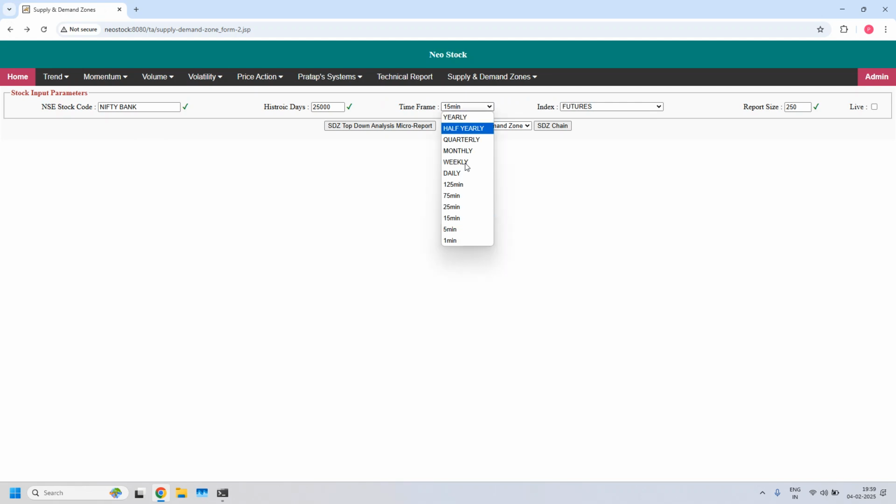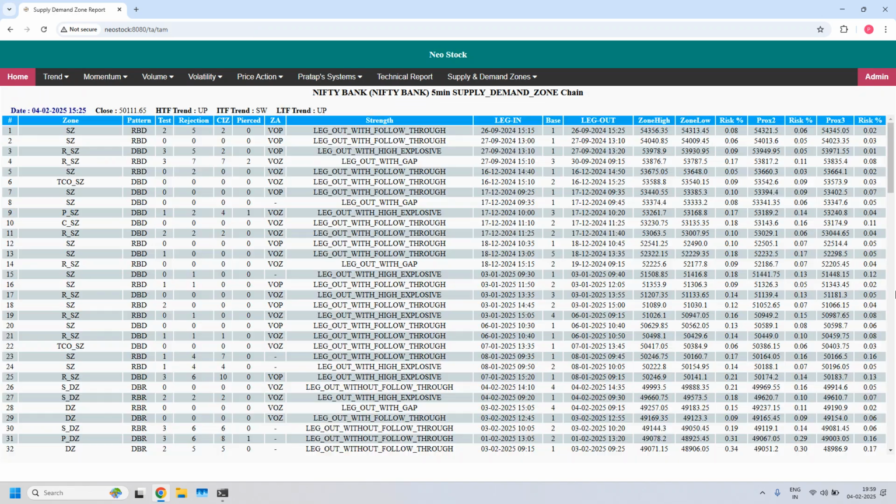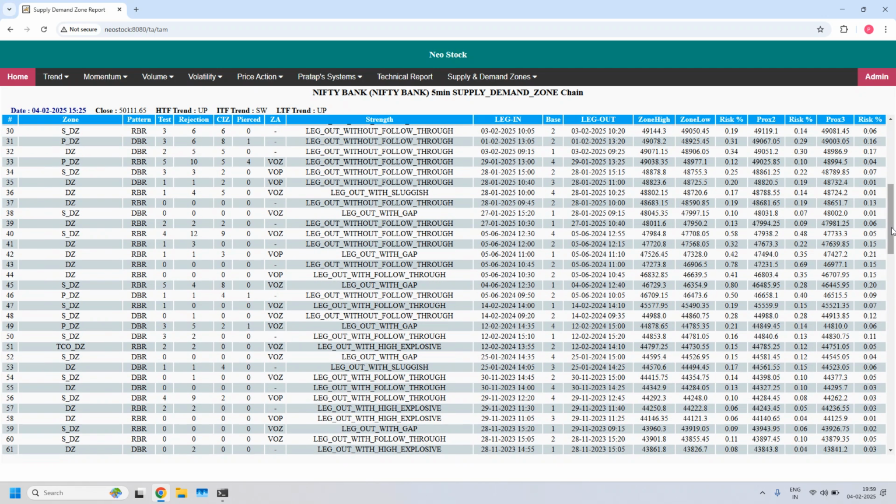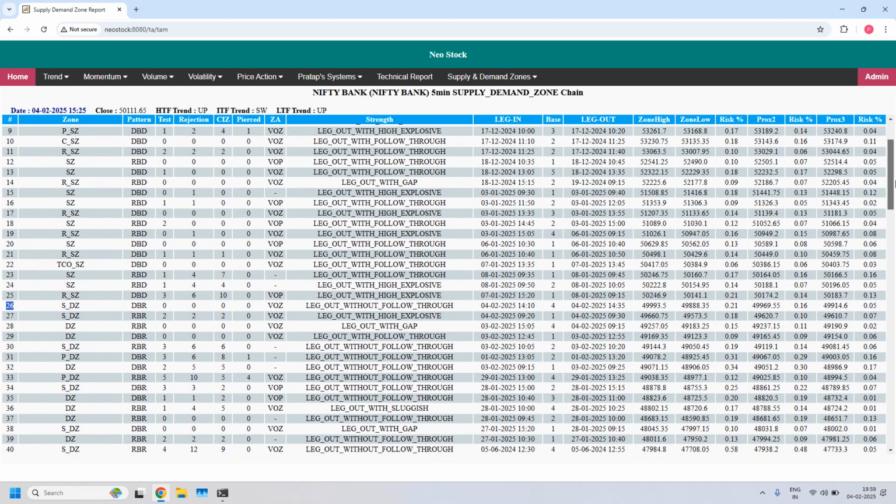Next, 5 minutes supply demand zone chain for Bank Nifty. Twenty-sixth is the nearest 5 minutes demand zone for the current closing price. Let me scroll the list and put it in the center. Okay. So this is about Bank Nifty supply demand zone chain.